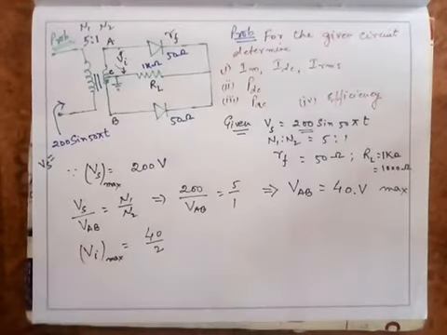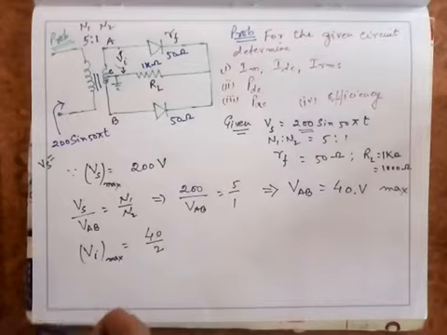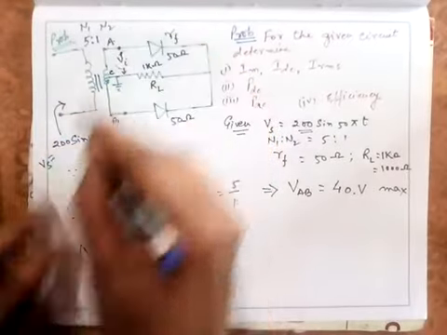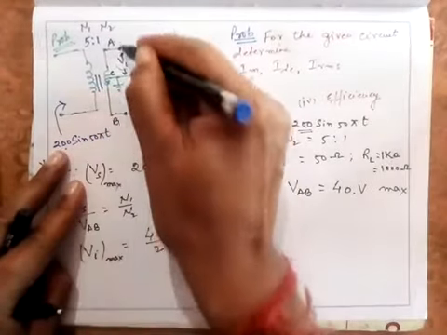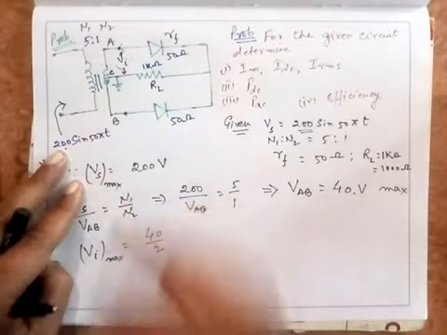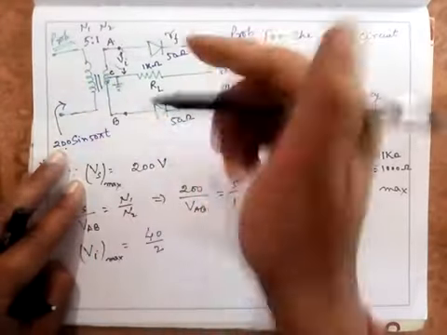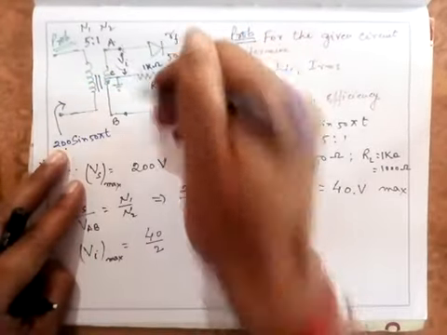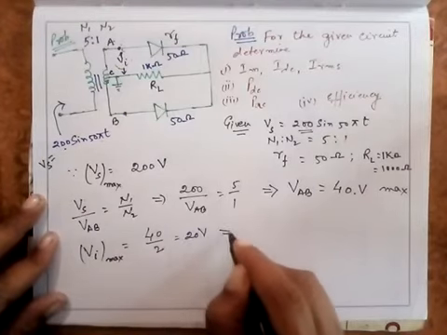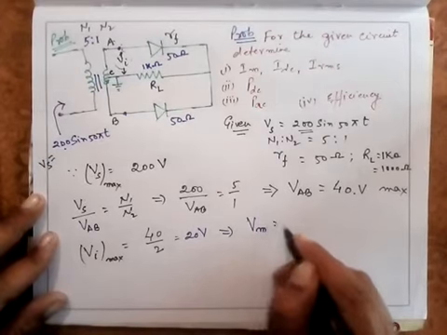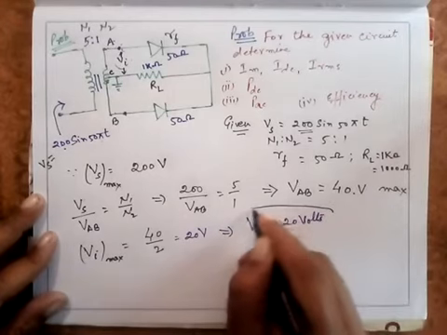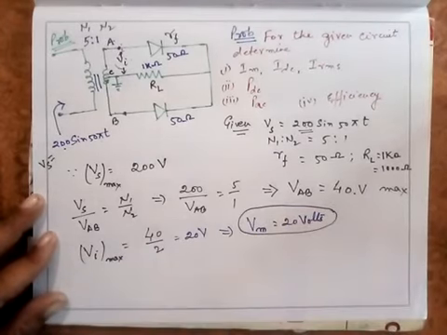The point to be understood is that the potential between this point and this point, maximum value, is 200. So the maximum value between this and this will be 200 upon 5, which is 40. Now assuming that this is exactly center tapped, it is equal to 40 upon 2, that is 20 volt maximum. So this implies that I get Vm equal to 20 volt. Once I obtain this, the rest everything is quite simple.